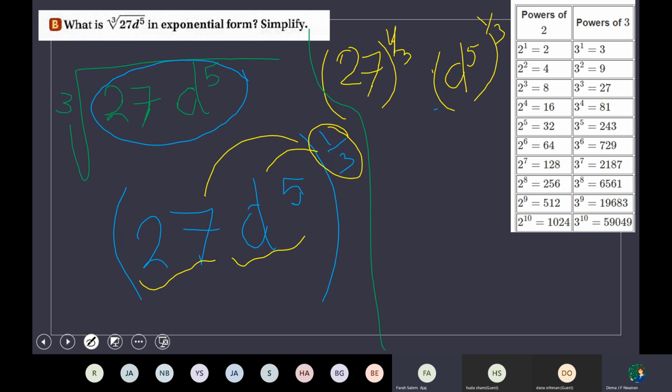Now, 27. Go back to my table. Here, what did we see? We see that 27 raised to the power 1 over 3. I will ask myself, what is the number?